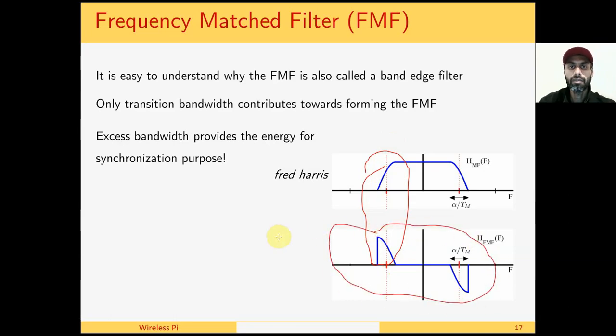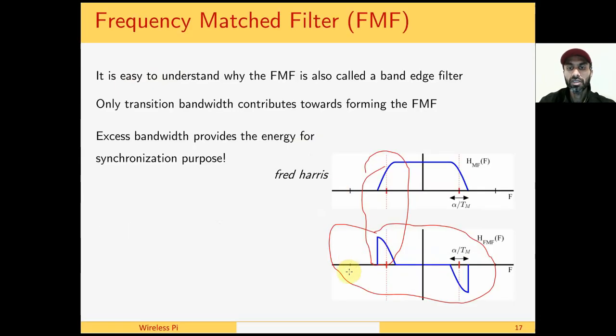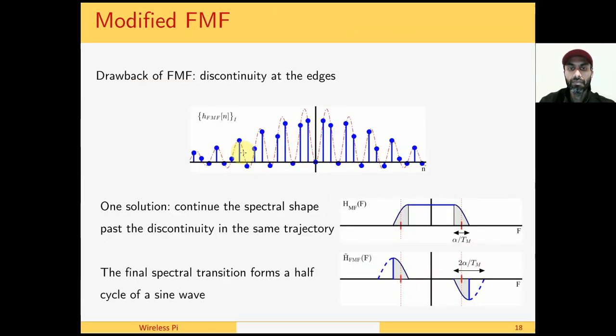This is why you often read this statement from Fred Harris, which says that the excess bandwidth provides the energy for synchronization purpose. Later we will see that this same setup can also be used for timing synchronization. One drawback of a frequency match filter is that it is discontinuous at the edges, here and here. The shape is not smooth. Therefore, in time domain, impulse response is very long. Any signal that is narrow in frequency domain is long in time domain.